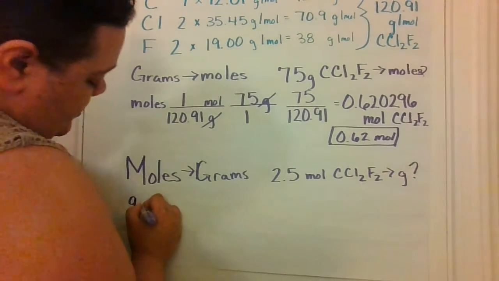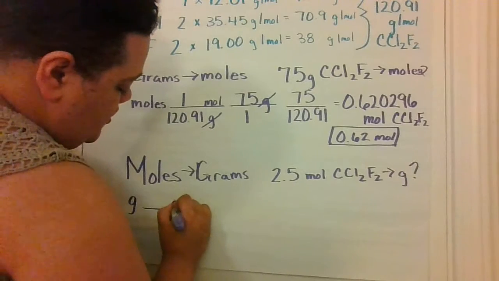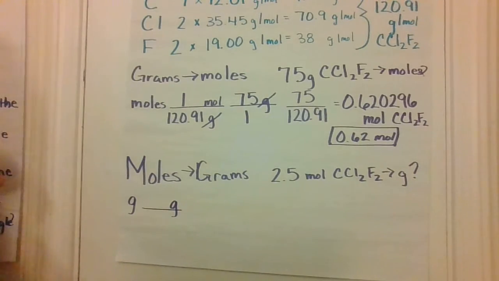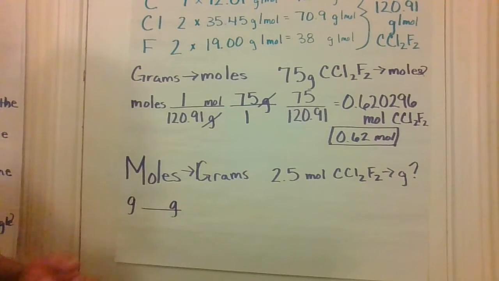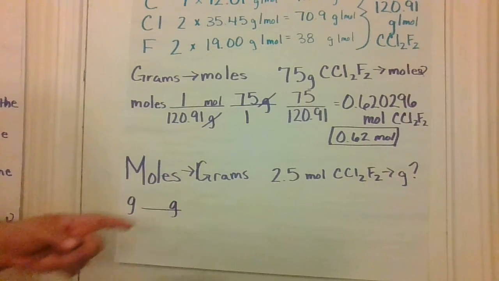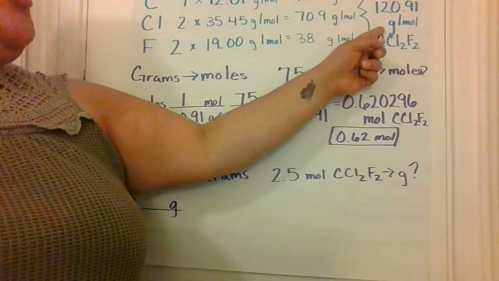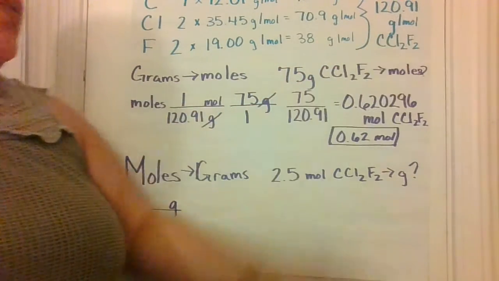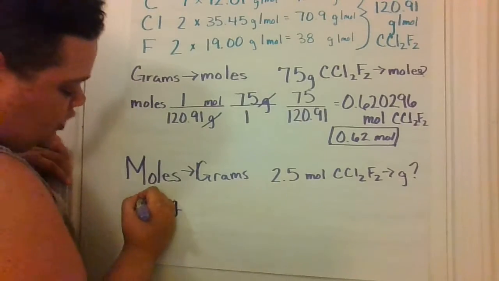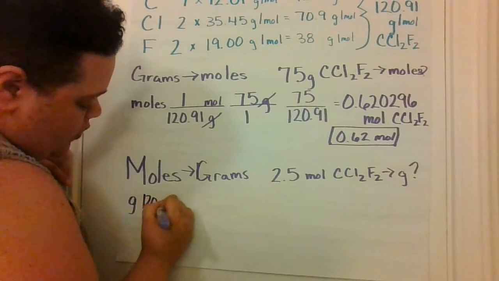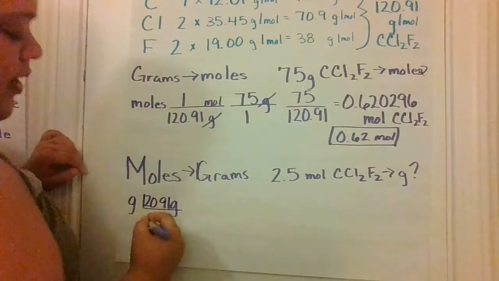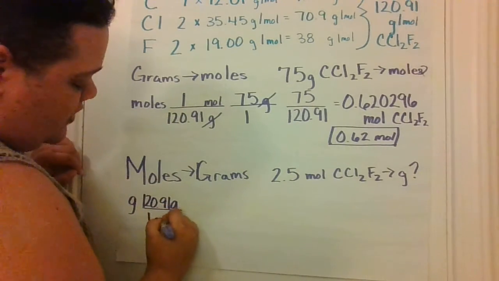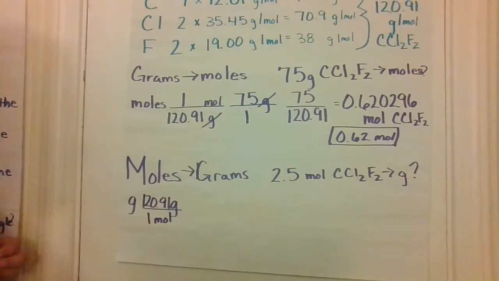Whatever unit is there is going to be the first unit on my first line. And where will I obtain this gram? Well, this is actually going to come once again from the ratio of grams to moles. So we know that we have 120.91 grams is married to 1 mole. Remember, all of those items that are coupled together must stay together.